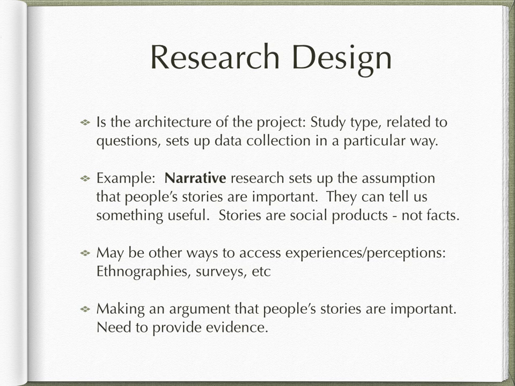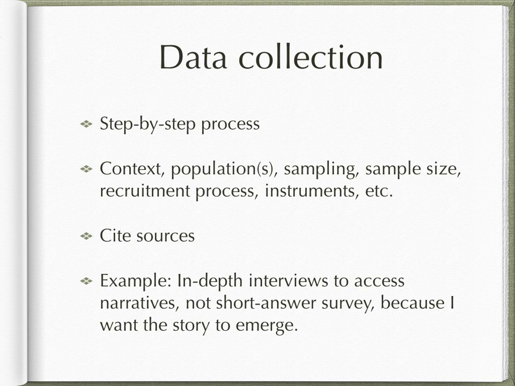So if you were looking for facts, if you were looking to see what people knew and you wanted to get that information, you would set it up very differently, and you probably wouldn't use a narrative approach. You might use a survey approach because you're looking for short answers of what people know that you can use in a different way. So there will be other ways of accessing experiences, perceptions, meanings, but the argument you're making in this chapter is why your particular research design is appropriate. So because you're making an argument for this research design, you again need to provide evidence.